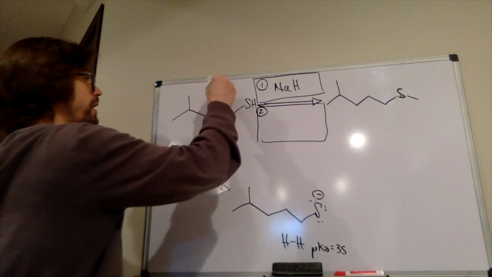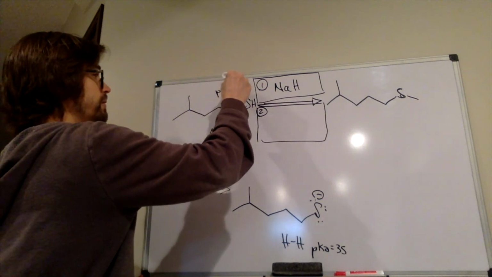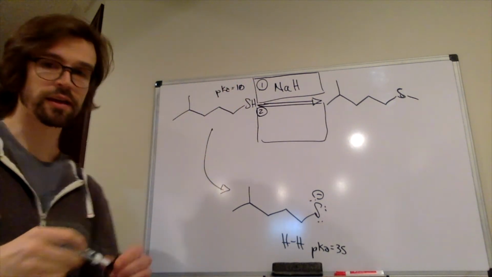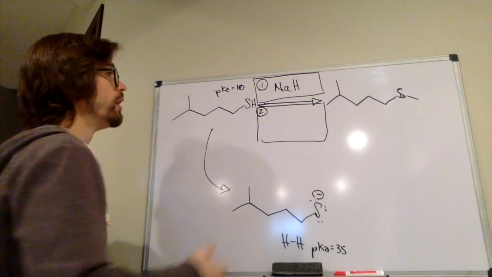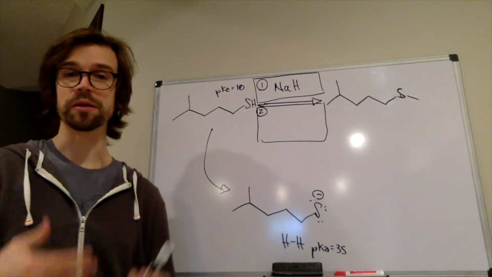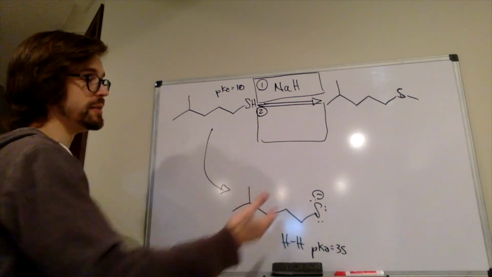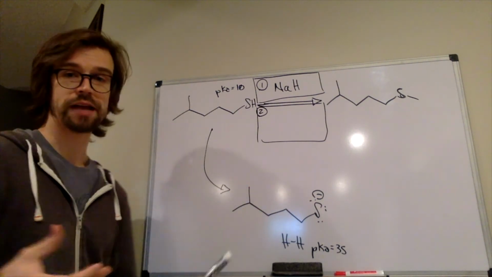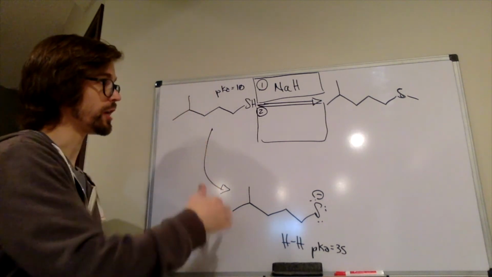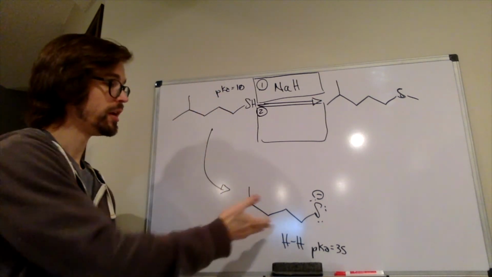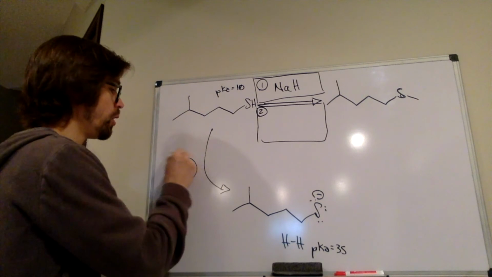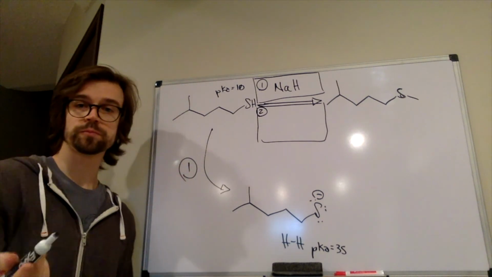Thiols, generally, aren't on your pKa list, but they have a pKa of 10, so they're even more acidic than alcohols. So sodium hydride would be more than basic enough to make the deprotonated thiol. Again, acid-base reactions move away from the stronger acid. This is the stronger acid, so it would move this way. So we added reagent 1, we made that.